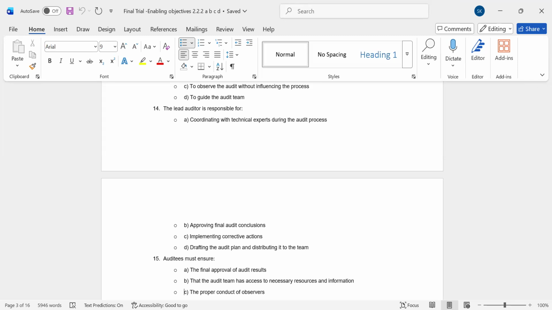If we get questions like these, it means it was difficult in the exam, sir. Yeah, this is where you have to apply a little bit of critical thinking. Drafting the audit plan and distributing it to the team. Approving final audit conclusions. A little bit higher marks for B, sir. Yeah. Why? Because B is the best fit answer.